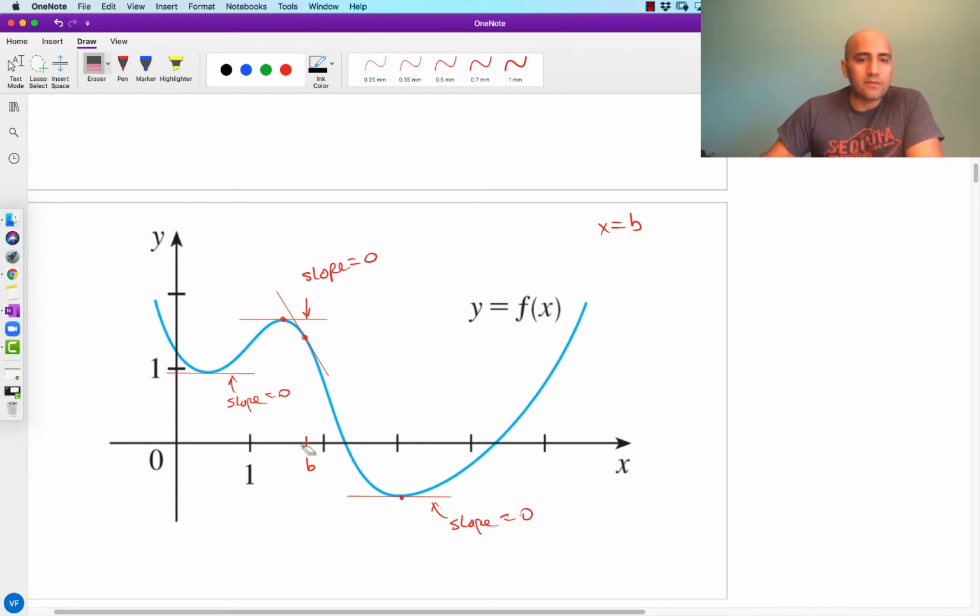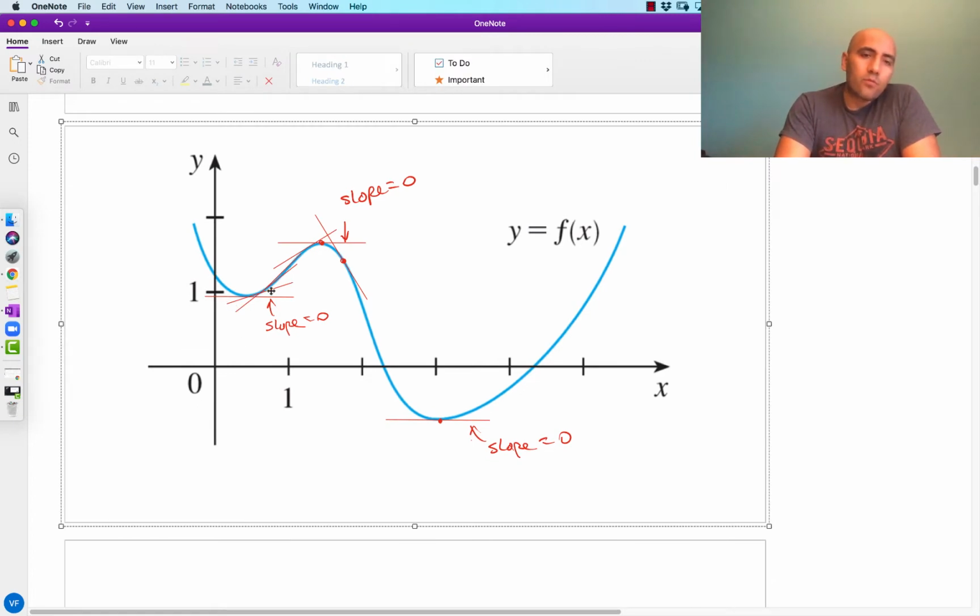Let me erase this, we don't need it right now. Okay, so these are the easy places. Wherever the tangent line is horizontal, the slope is going to be 0. Okay, what else can we tell? Well, remember, we're looking at the slope of the tangent lines. So in this zone right here, when I draw my tangent lines, they're going to have something in common.